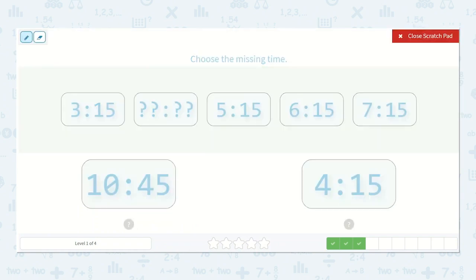Here we have 3:15, and then our missing number, 5:15, 6:15, 7:15. Well, again, I can look at the hour and see what's changing. The minutes are not, so let's see how much it changes. 3, and then blank, 5, 6, 7. So it's just going up by 1. So 3, the blank one, is 4:15. Great, 4:15.